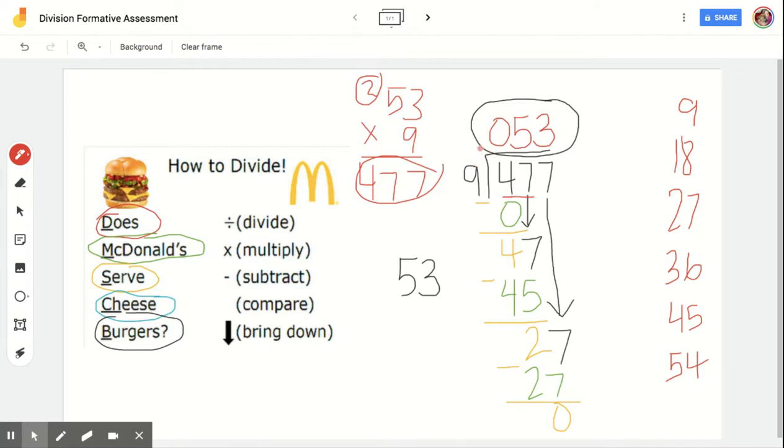When I multiply the number I'm dividing by times my answer, I should get the number on the inside. Hopefully this video helped you, and I hope you're ready to practice some more division problems.